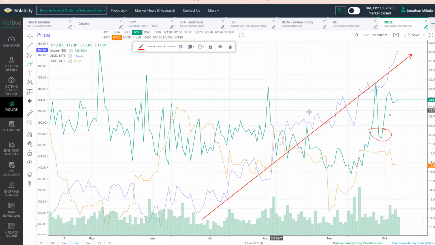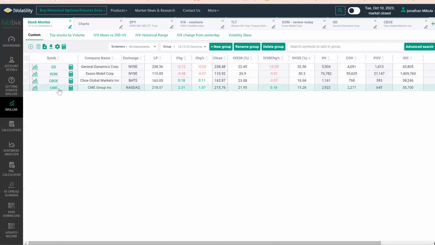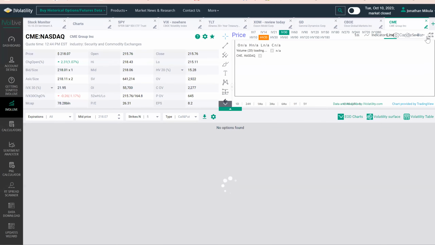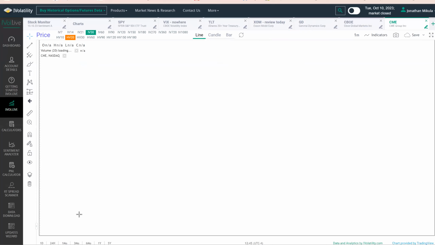So that's how you use those two tools in tandem with one another. And then what was our other one? It was CME, right? So we come here, hit CME. Let's look at what CME is doing. So CME, if we pull up 3 months, here we go. We have a similar thing. We have price going up here in blue, implied volatility going lower.